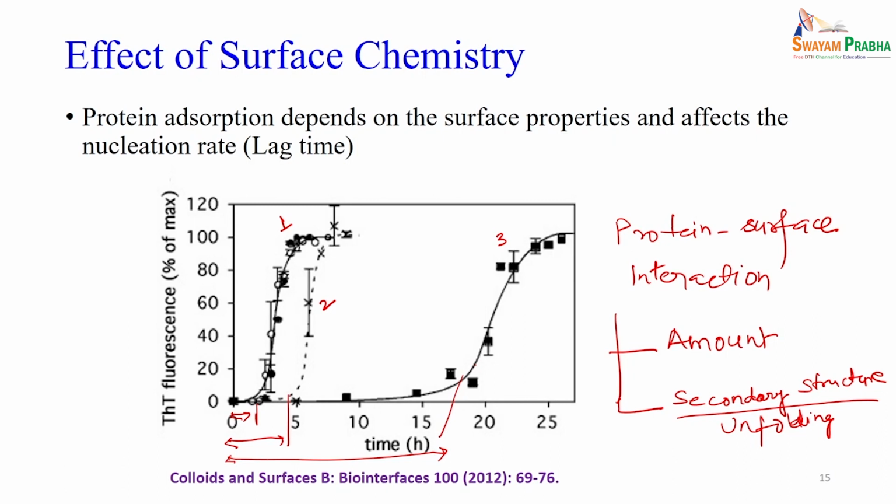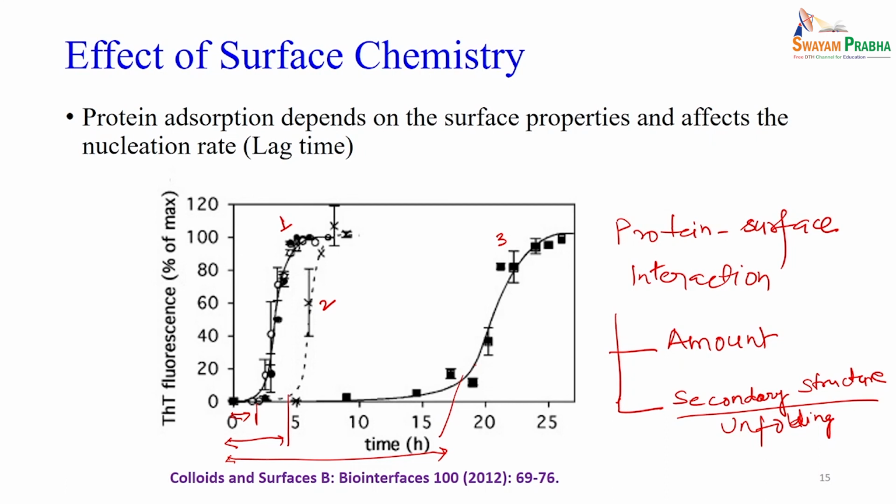So what it says is, depending on the surface properties, the nucleation rate, or you can say the lag time, varies. But once there is unfolding of a sufficient amount of the protein on the surface, it may lead to aggregation. Once aggregation starts, or at the end of the lag phase, we cannot distinguish which is surface 1, 2, 3, because if you just see the rate of aggregation, almost all three look parallel to each other.